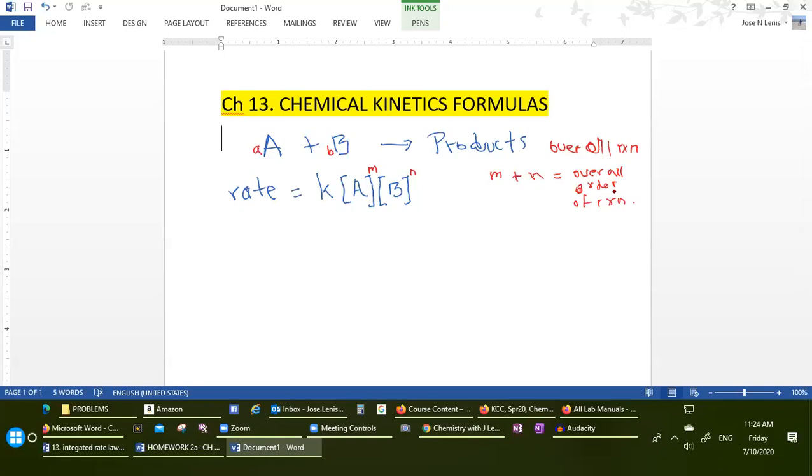Also, we found another set of formulas to describe the kinetics of that reaction, and those are called integrated rate laws. So let's start with the zero order integrated rate law.